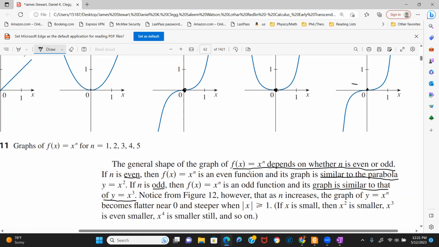Yeah, and then it says, however, as n increases, the graph of y equals x to the n becomes flatter near 0, and it becomes steeper when you go far away from 0. So in other words, if x is small, then x squared is small, x cubed is even smaller, x to the fourth is even smaller. So it's flattening out near the origin. So just the observation I made, but put in words.